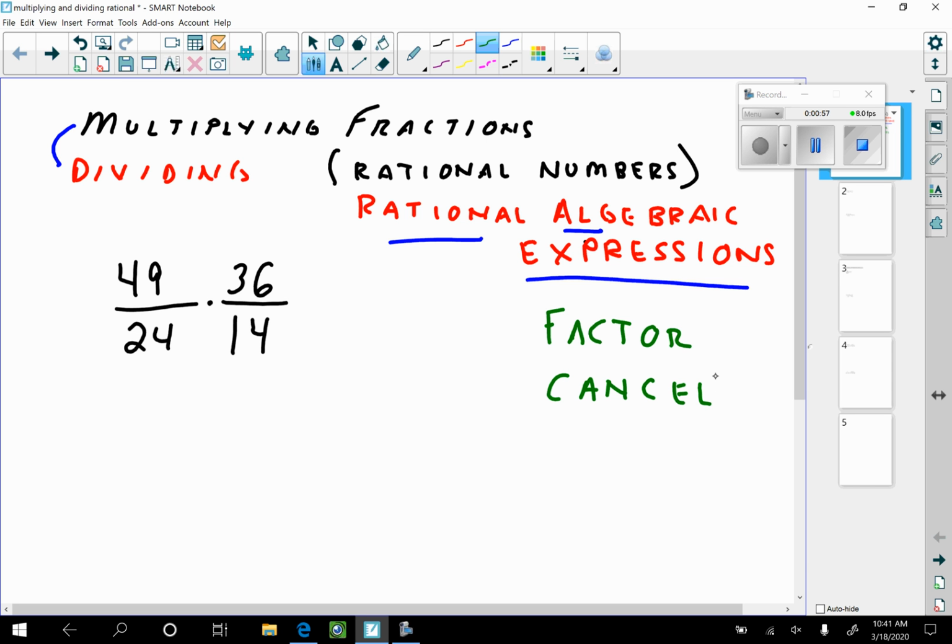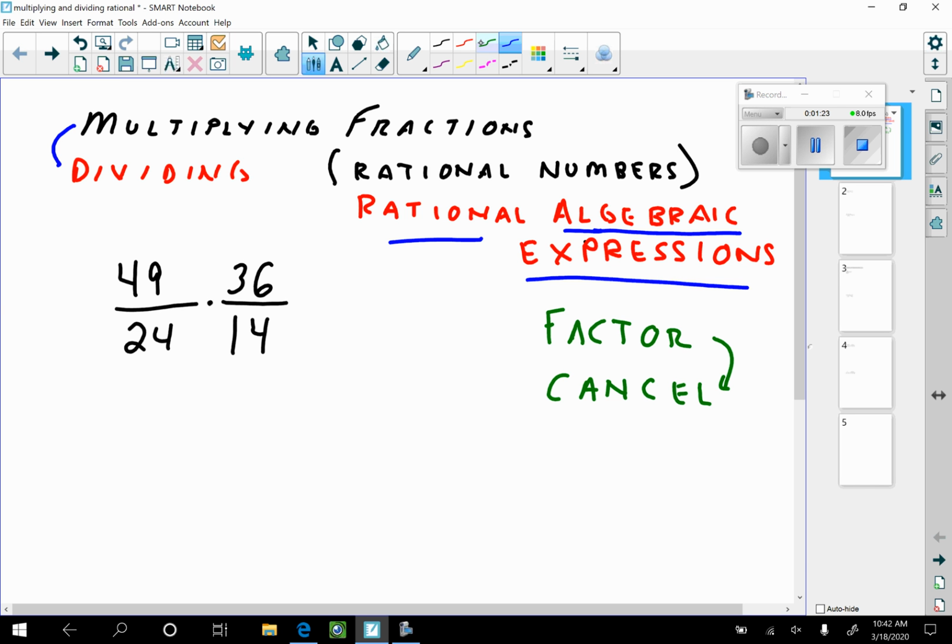Most of you have been wanting to multiply the top, multiply the bottom, and then reduce. No, no, no. You want to factor, then you're going to cancel. So I'm going to do a review of some rational numbers before we get into rational algebraic expressions. Some of these problems down the road are going to get kind of tricky. They're going to look intimidating. You just got to take a deep breath and know that you can do it.